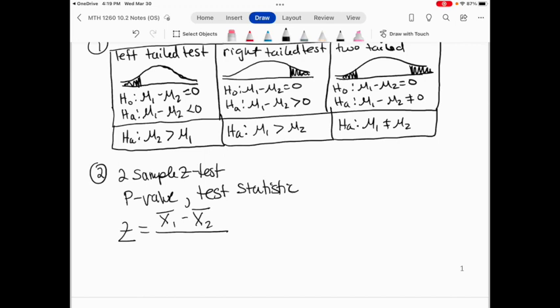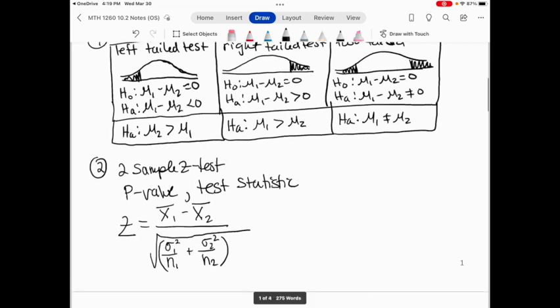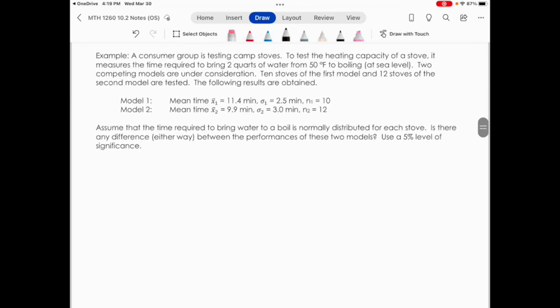Here's the formula. We have the sample mean from 1 minus the sample mean from the second sample. And then we divide by the square root of sigma 1 squared over n1 plus sigma 2 squared over n2. And this is all underneath the square root. So that's to find your test statistic if you want to do it by hand.